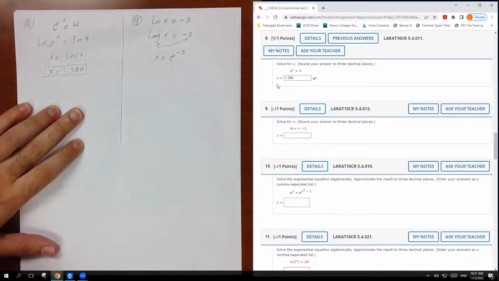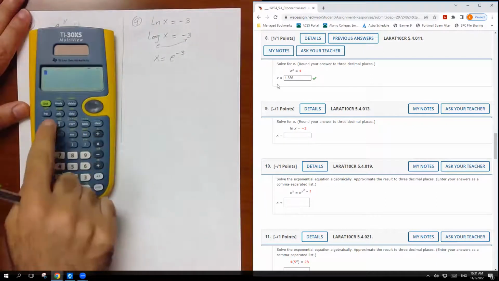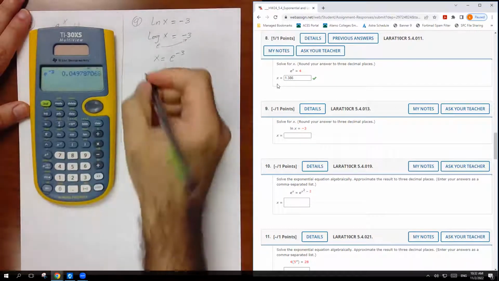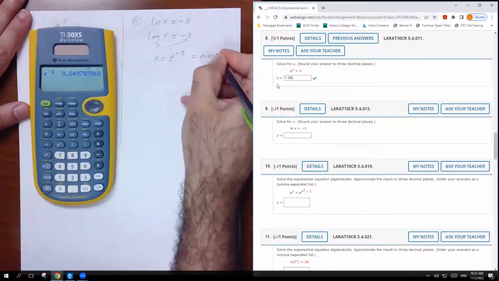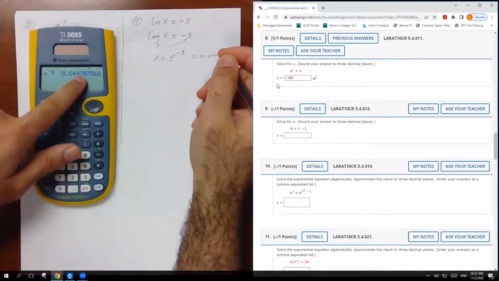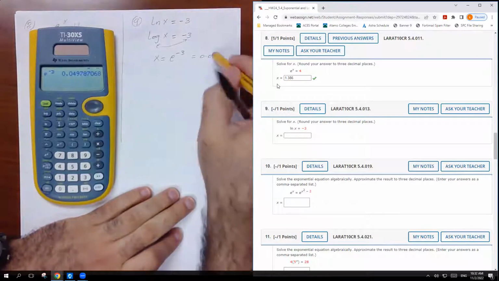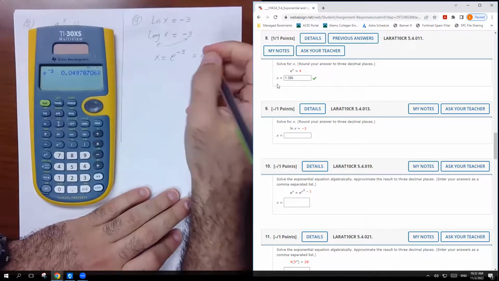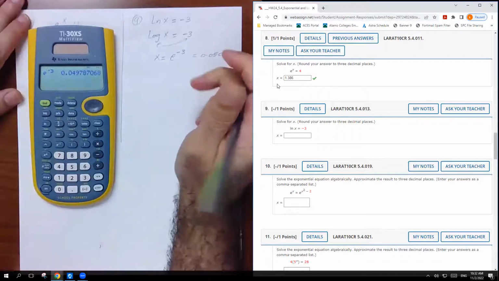You can use this method, which is e to the -3 on the calculator, and it's going to be equal to 0.0498, so approximately 0.050.